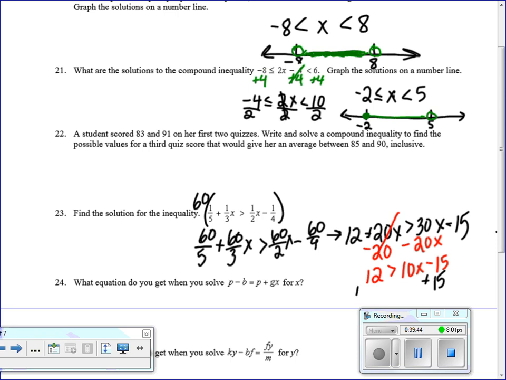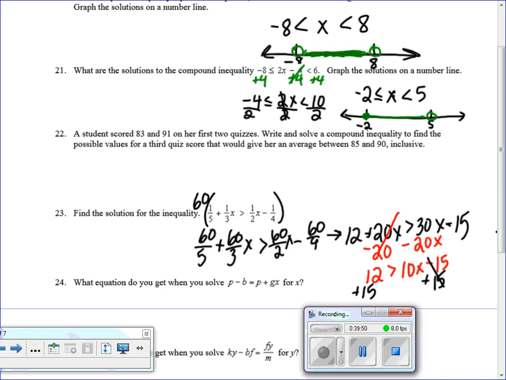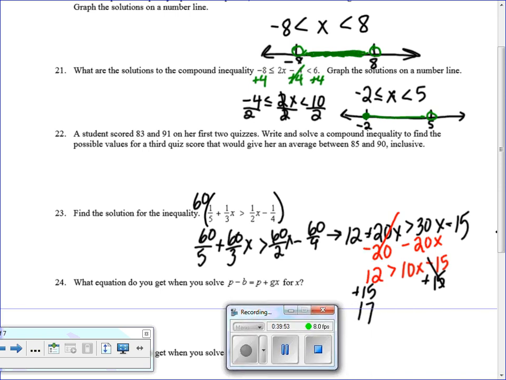We get 17 is greater than 10x. Divide everything by 10, and we get x is less than 17 over 10. We want to rewrite this. It's still less than, but we're going to write the variable on the left: x is less than 17 over 10. You might see this written as a mixed number, which would be 1 and 7/10.